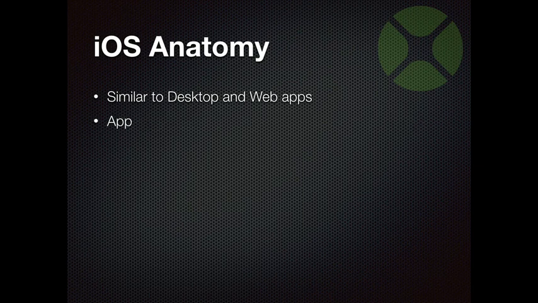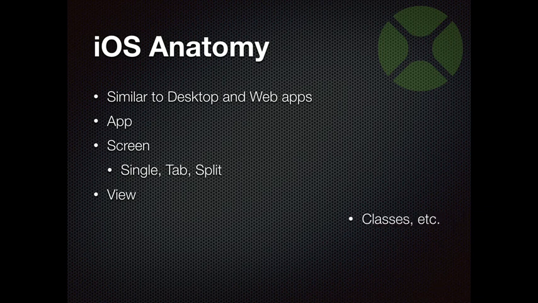So a little bit about the anatomy of your iOS app. Well, as we try to do, this is going to be a bit similar to desktop and web apps. There's going to be an app class, of course. There is something called a screen, and this can control whether your iOS app has just a single view or if it has tabs, or in the case of an iPad, if it's a split view. Views are the things that contain your displays. Your layouts, they're probably analogous to a window or a web page for those types of projects.